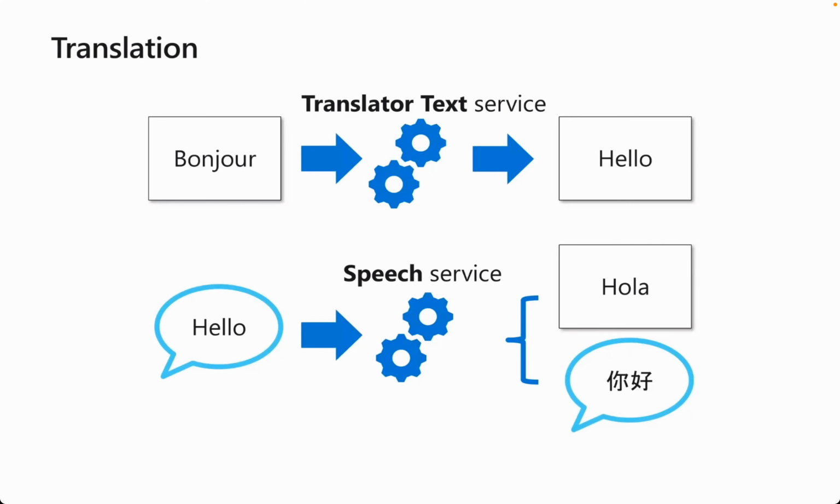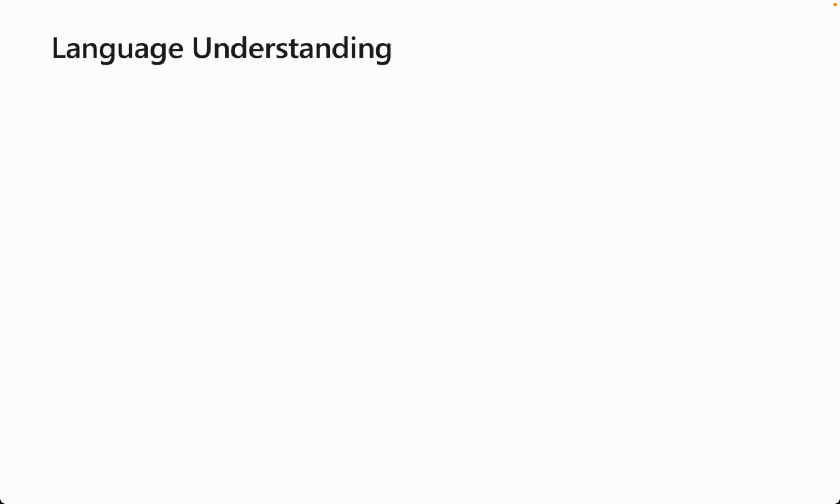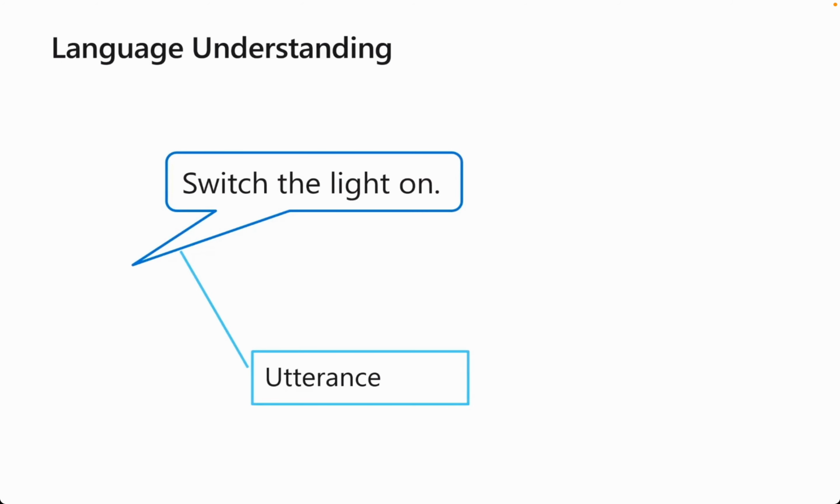And then we're talking about language understanding. And this is also, by the way, known as LUIS. It enables you to train a language model that can interpret natural language commands. So an example here would be switch the light on. And in language understanding, there are 3 things that you have to remember: utterances, entities, and intents. Utterances are phrases that a user might say.